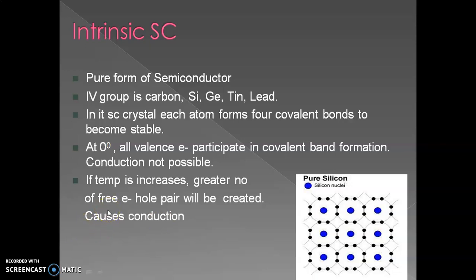At 0 Kelvin, all valence electrons participate in covalent bond formation, so conduction is not possible. If the temperature increases, a greater number of electron-hole pairs will be created. That means it causes conduction. This is a pure silicon crystal structure.